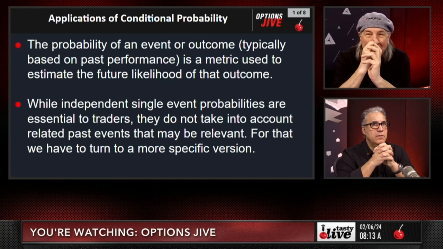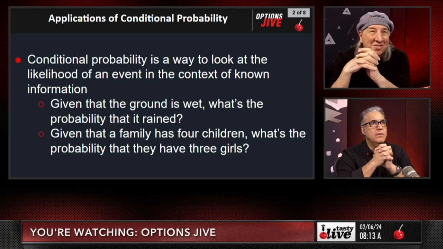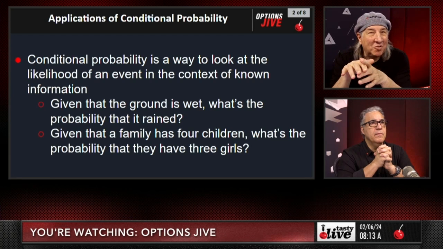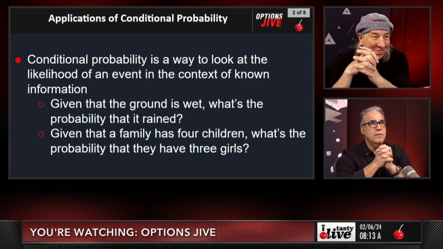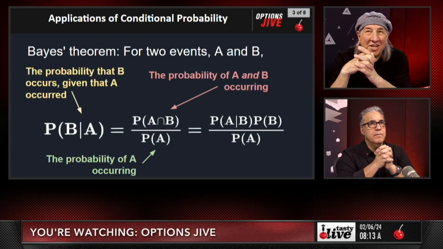Next slide, please. I'm glad the guys did this. Conditional probability is a way to look at the likelihood of an event in the context of known information. So given that the ground is wet, what is the probability that it rained? Given that the family has 4 children, what is the probability that they have 3 girls? Okay, these are just examples. Let's go to the next slide.